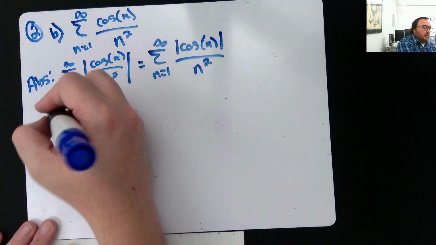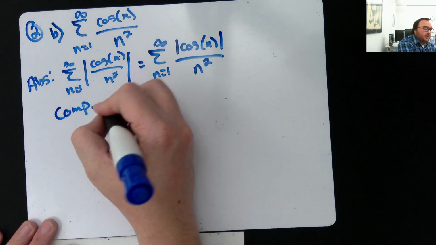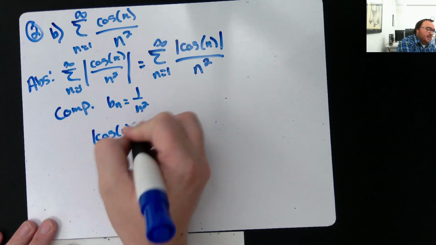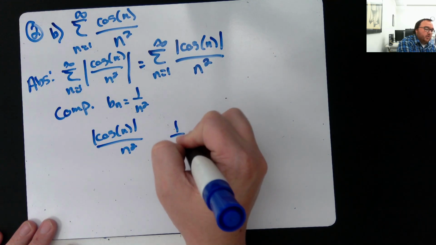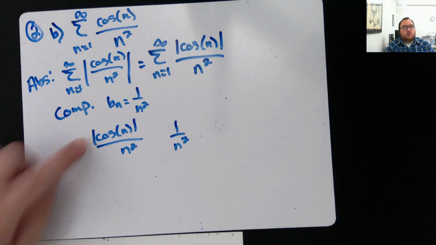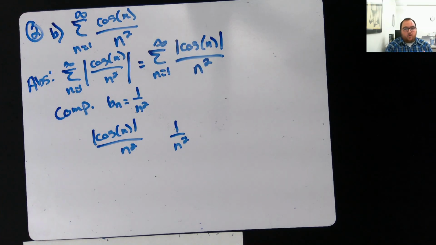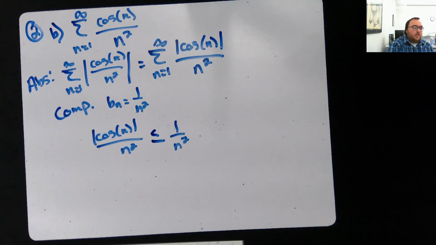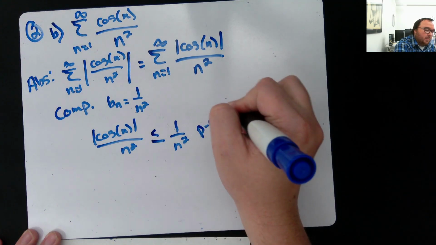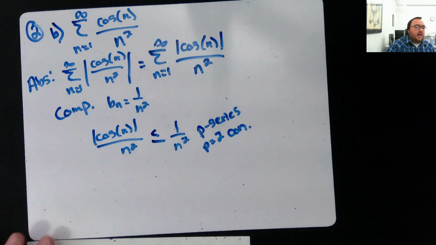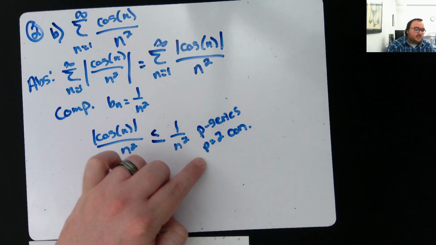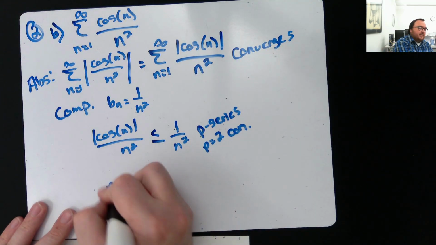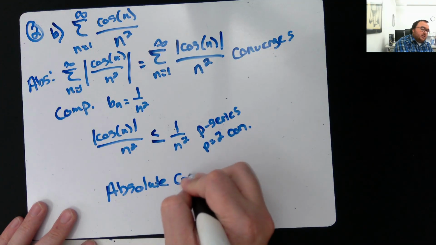So now I can use the comparison test there. Let's let bn be equal to 1 over n squared. So let's look at the absolute value of cosine of n over n squared compared to 1 over n squared. Well, I know cosine is always between -1 and 1, right? So this is always less than or equal to 1. So it goes like this. This is a p series with p equals 2, so it converges. I have found a larger one that converges, so this one also converges. Since it worked on the first try, this has absolute convergence.